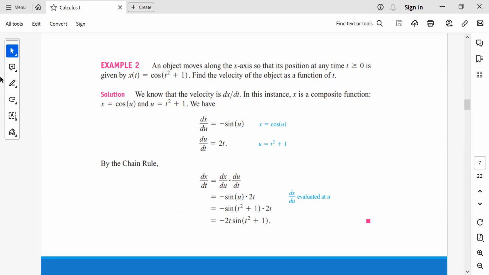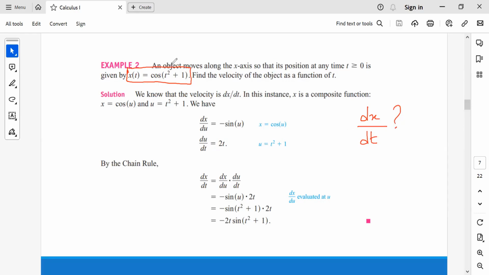Here, an object moves along the x-axis, and its position is given. So this is our function. The question is to find the velocity of the object as a function of t. We know that the velocity is the derivative of this function x with respect to t. So this is the question.